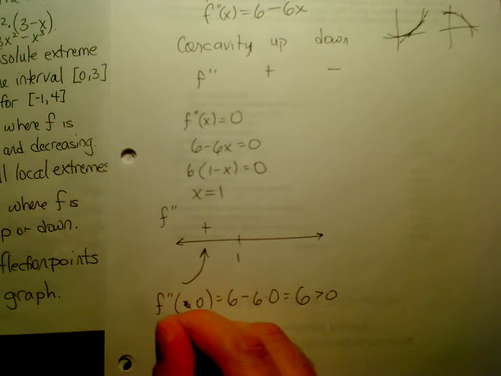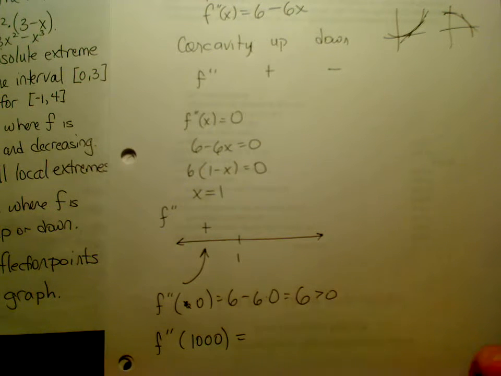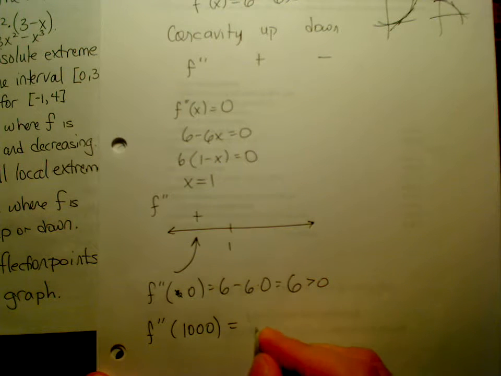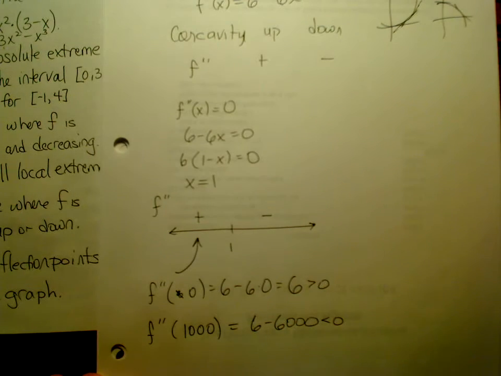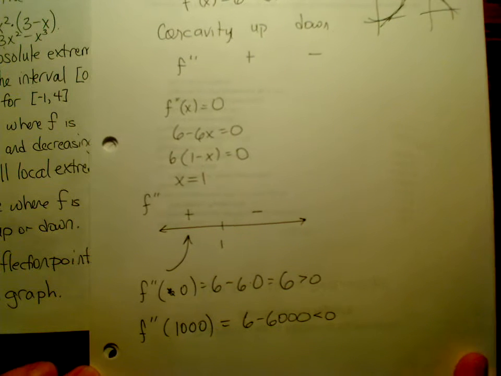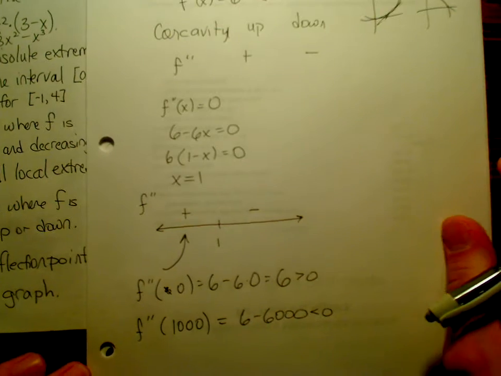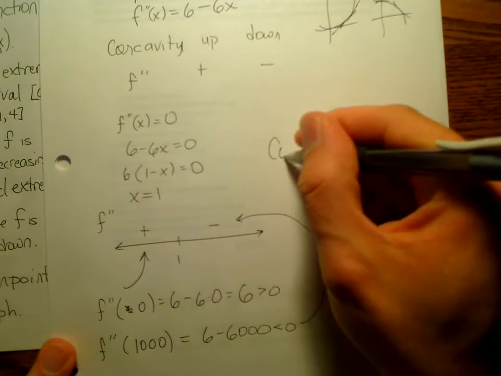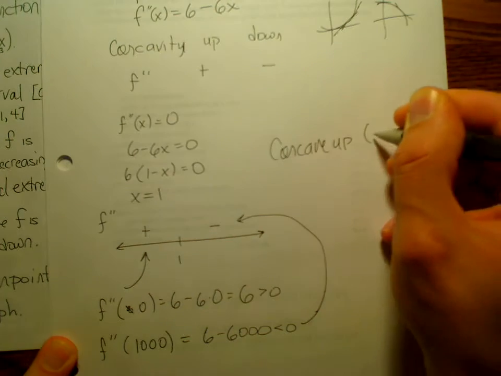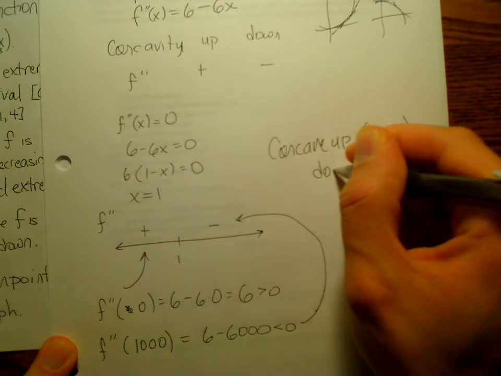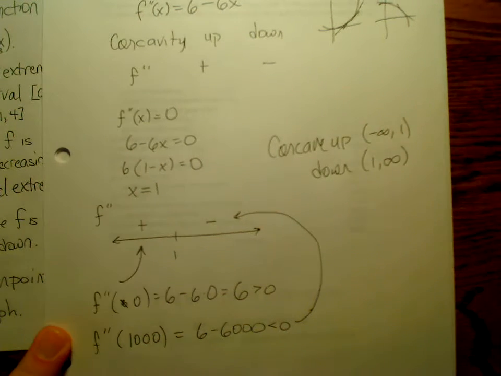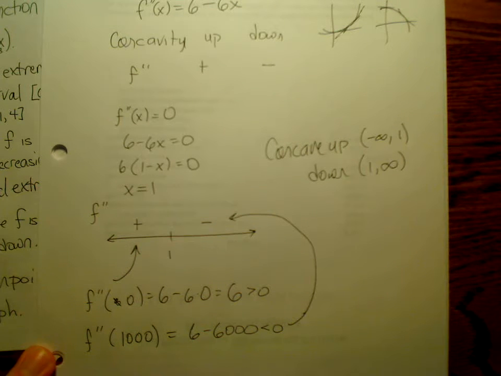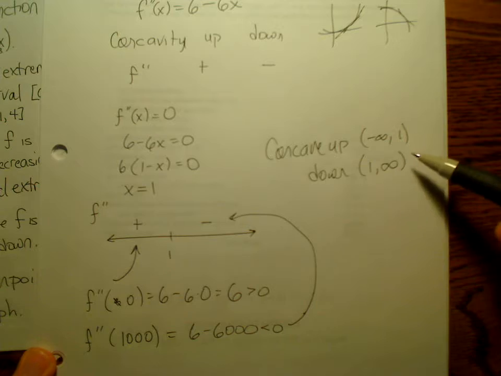And something bigger than 1, let's go with 1,000. Pick whatever number, as long as it's bigger than 1. 6 minus 6,000, I'm pretty sure that's negative. So that's negative. This is sometimes something you don't have to write it all out. You can just think of it by using a big number, although your teacher will probably want you to write it out just for grading purposes. All right, this means that we're talking concave up from negative infinity to 1, and concave down from 1 to positive infinity. There's our concavity up and down.